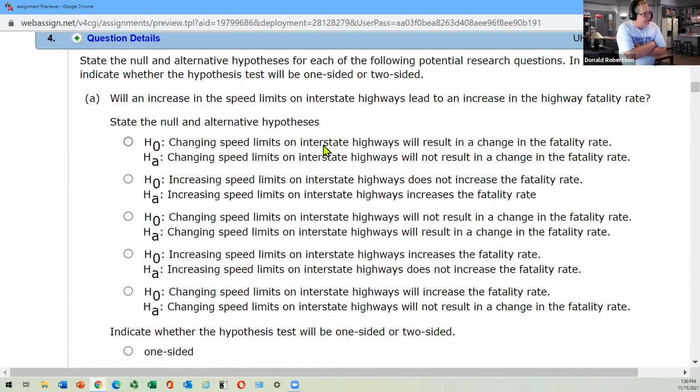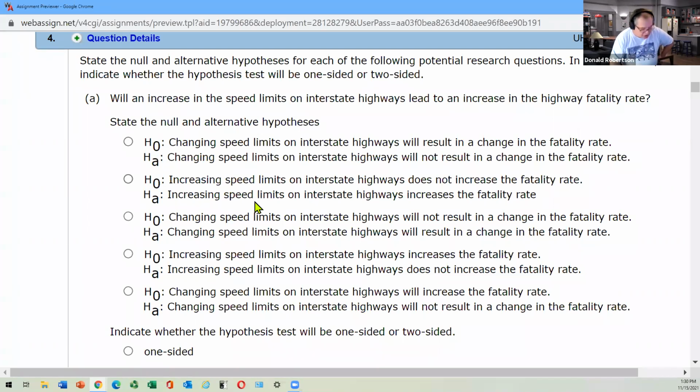Okay, so here we have a story where we're going to set up, but it's going to be in English, a null and an alternate hypothesis. And the story goes like this. Will an increase in speed limits on an interstate highway lead to an increase in highway fatality rate? Right.